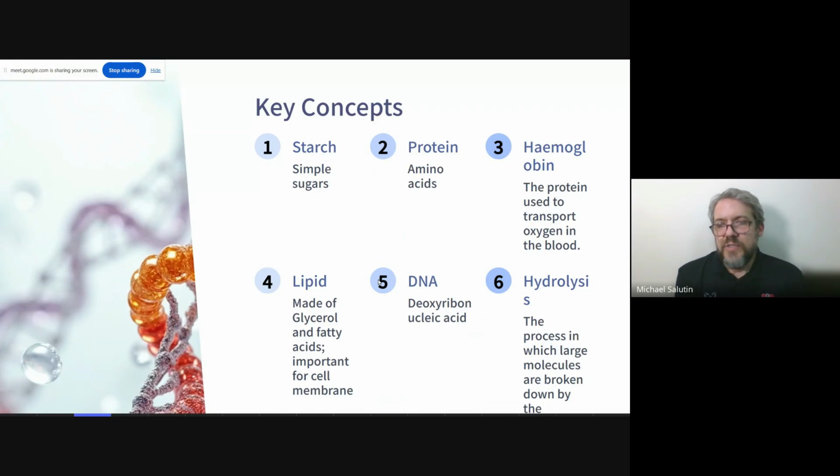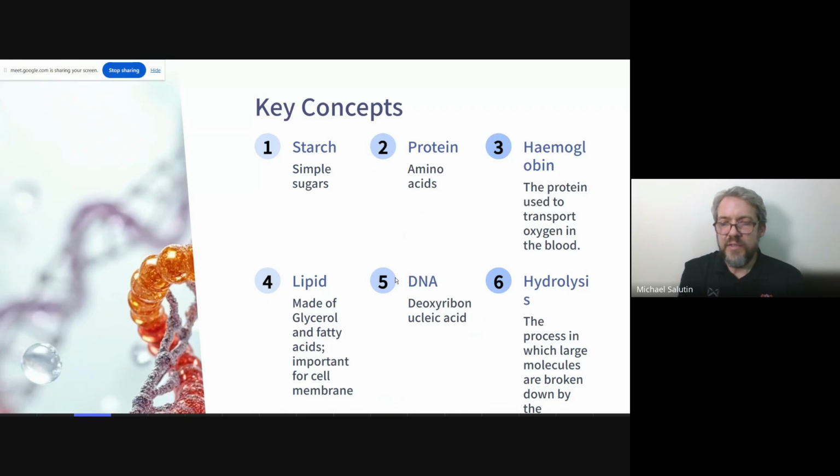So let's look at an example of a protein in number 3. Hemoglobin is the protein used to transport oxygen in the blood. It's what makes blood red. It's that red color in the red blood cells. So an extremely important protein in the body, hemoglobin.